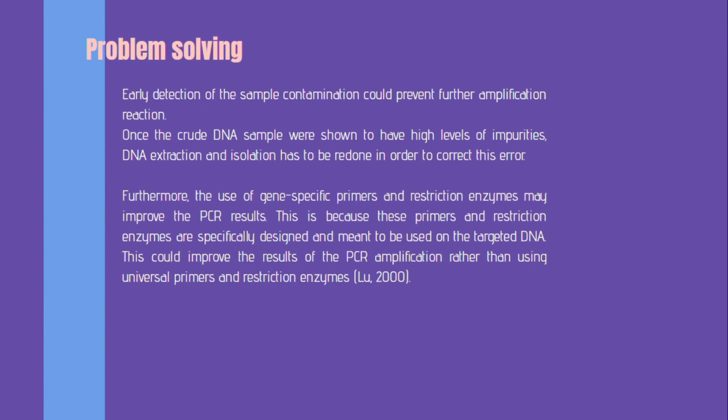We should also try to use gene-specific primers and restriction enzymes to improve the PCR results. This is because these primers and restriction enzymes are specifically designed and meant to be used on the targeted DNA. This could be an improvement rather than using universal primers and restriction enzymes.